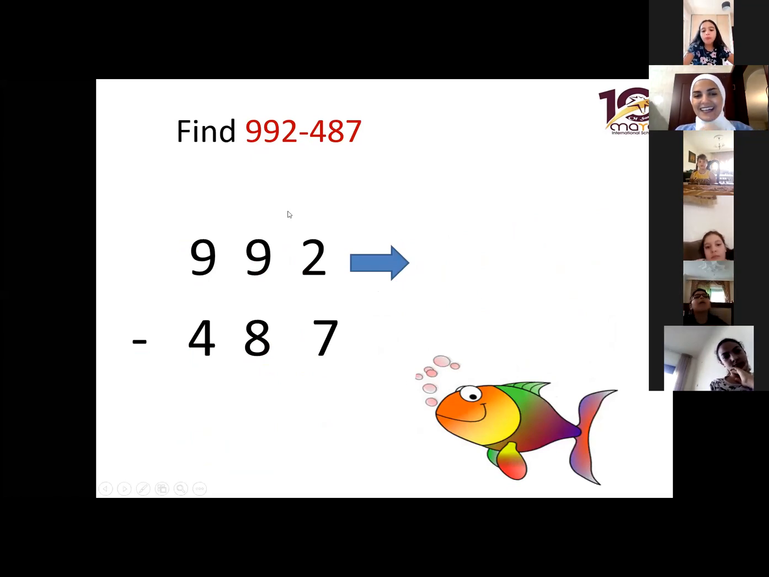Look who's here. Hi, Maya. Hi, honey. Good morning. Can you please start subtracting here? The first step is start with the ones, then tens, then hundreds, okay? Let's start with the ones. 2 minus 7 equals 5.